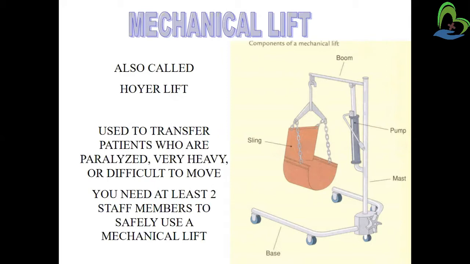First of all, what is the meaning of mechanical lifting? You can see in the image the structure of the mechanical lift, as shown in the figure. These are the different components: the sling area, where the patient can keep their back straight with the help of the sling. Then this is the boom, where the sling is applied. This is the pump, and this is the whole mast area.